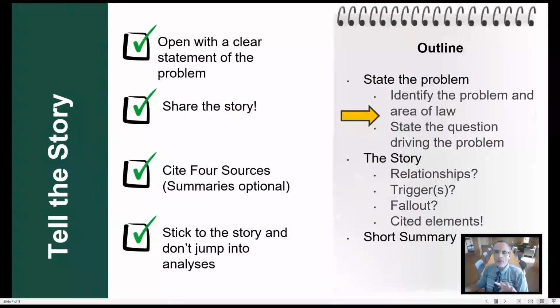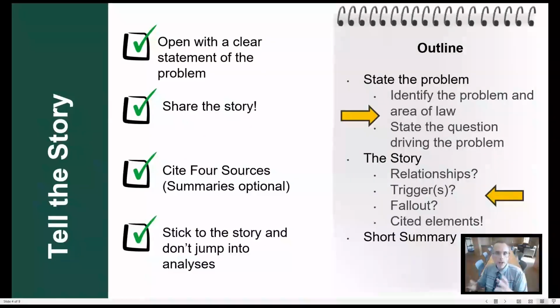You can open up with a statement of the problem. You identify the problem and the area of law that you're diving into. State the question driving the problem. Remember, exploring a problem requires a good question. Come up with a question that helps you probe that problem. Then in the story, think of it kind of like a novel, but a little drier. It is a law class after all. Think about the story in terms of relationships and triggers and fallouts, who got hurt, who benefited, stuff like that.